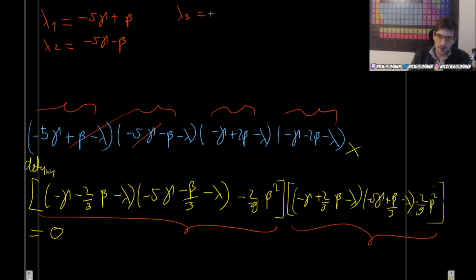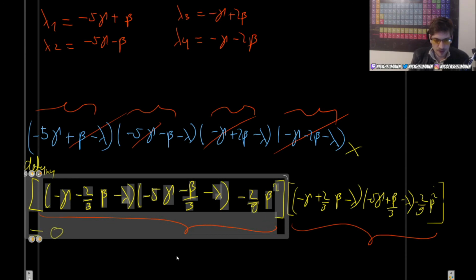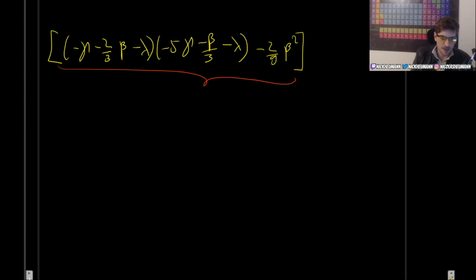Lambda 3 would be minus gamma plus 2 beta. Lambda 4 would be minus gamma minus 2 beta. There we go. Now we need to take each one of these brackety terms into consideration. Now, let's take any one of these, for example, the first one. So let's just copy it, go to a new page, and see what condition this gives us for lambda. So basically, what are the eigenvalues that correspond to this part?